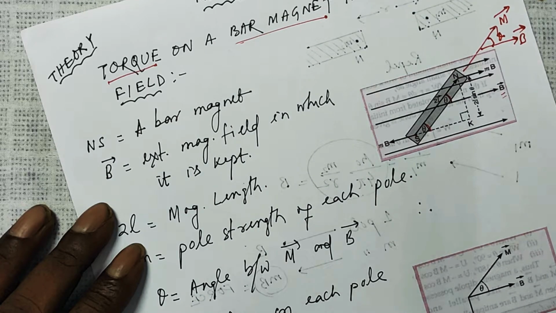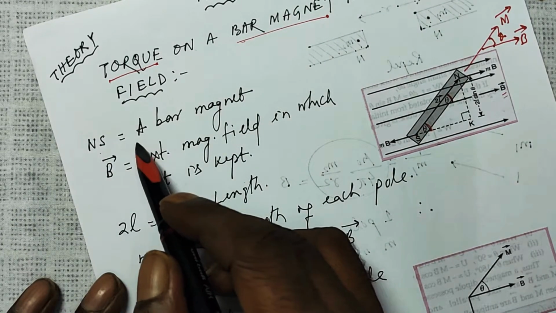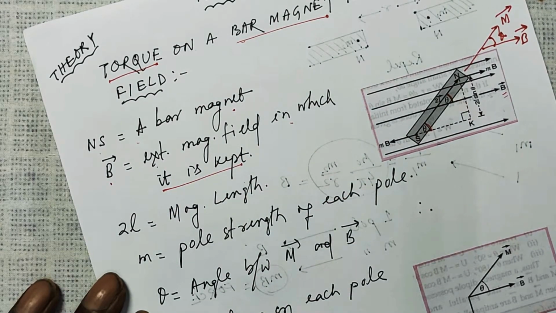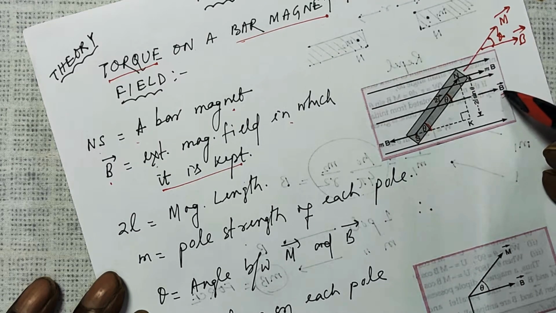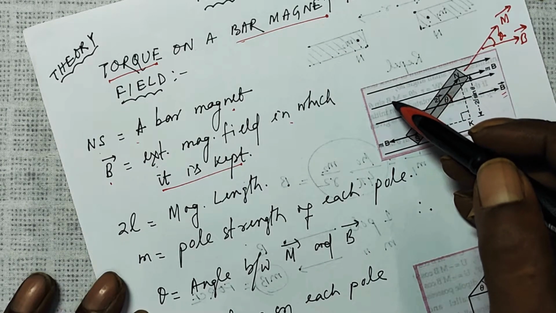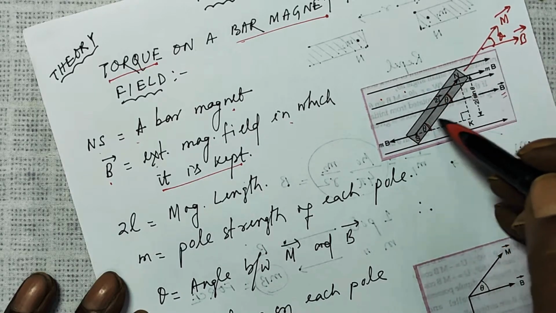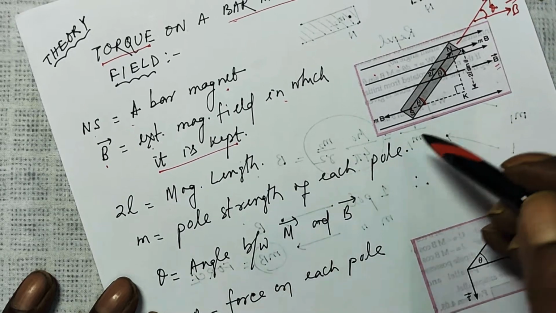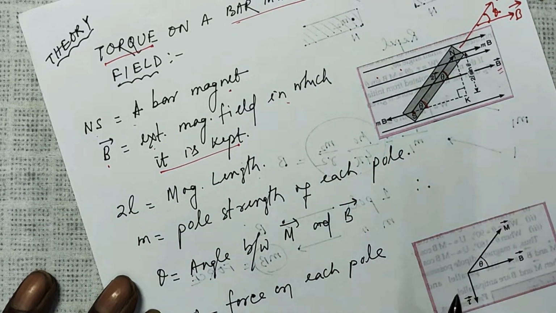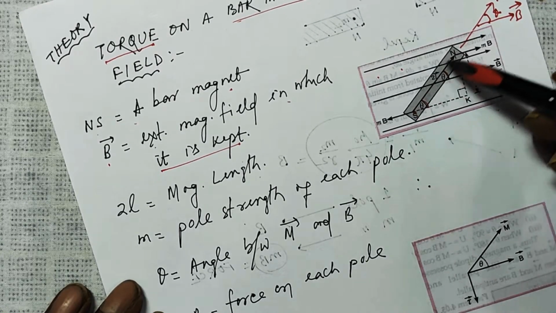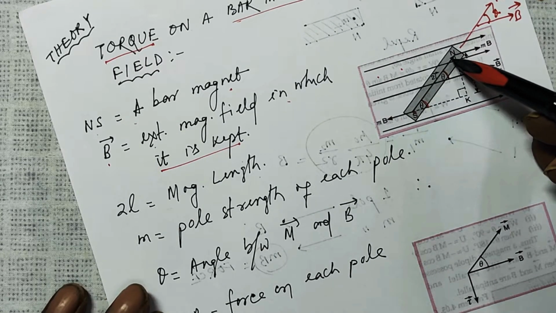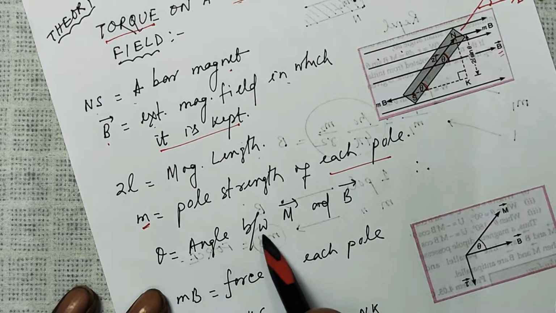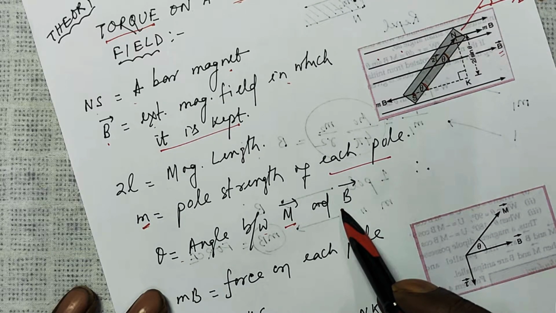So, let NS be a bar magnet, and B the external uniform magnetic field in which it is kept. Uniform means that whatever the strength of the external magnetic field B, it has the same strength at all the points. Let 2L be the magnetic length, that is the distance between the south pole and the north pole. The south pole and the north pole have equal pole strength, small m, the pole strength of each pole. And theta is the angle between the magnetic moment and the external uniform magnetic field B.